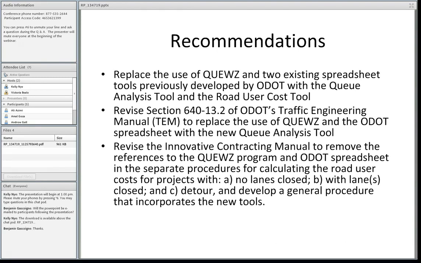And then in the innovative contracting manual, again, there are individual procedures for calculating road user costs for projects with no lanes closed, with lanes closed, and detour. Those could all be replaced with our new road user cost tool and a general procedure, keeping in mind that that tool is scenario-based and would need to be run for each individual MOT scenario.